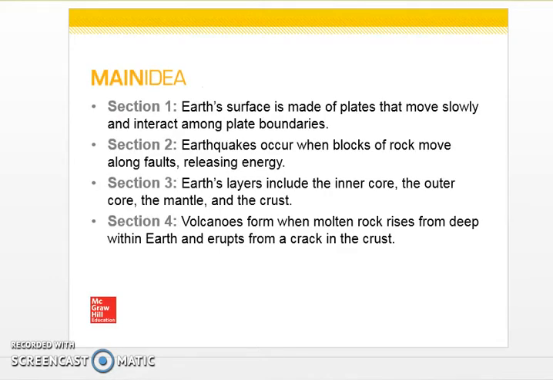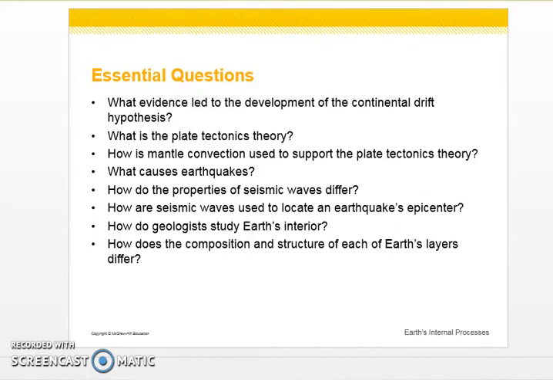The main idea from section 1 is Earth's surface is made of plates that move slowly and interact among plate boundaries. Earthquakes occur when blocks of rock move along faults, releasing energy. Earth's layers include the inner core, the outer core, the mantle, and the crust. Volcanoes form when molten rock rises from deep within Earth and erupts from a crack in the crust.